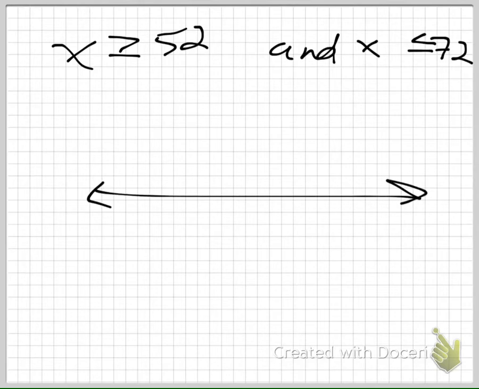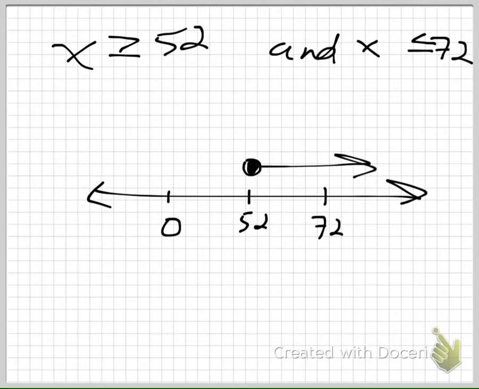Okay, so what are the numbers that we need here? We need 0, right? There's 0. And then we need 52 and we need 72. Do you agree? Those are the numbers we're dealing with here. X is greater than or equal to 52, so that means it's going to be solid circle here, going to the right. Do you agree? But it says and, right? So listen, it's and, and it's also less than or equal to 72, so then it's solid circle here going to the left.